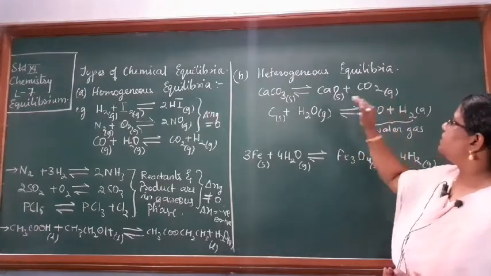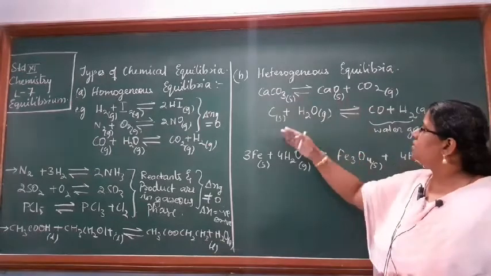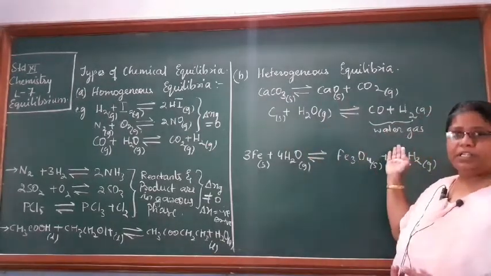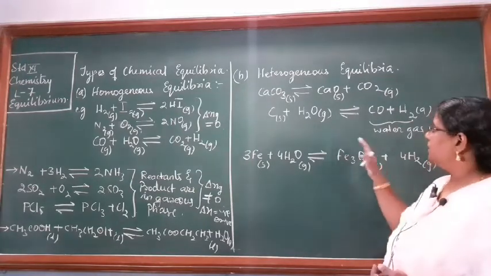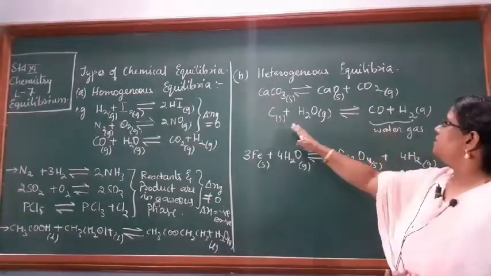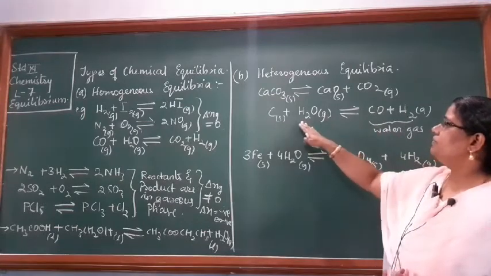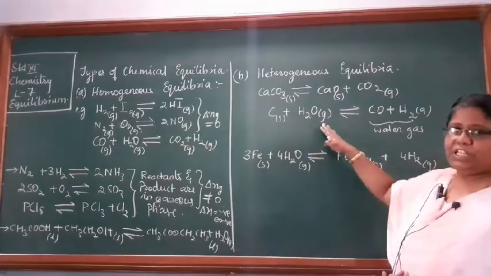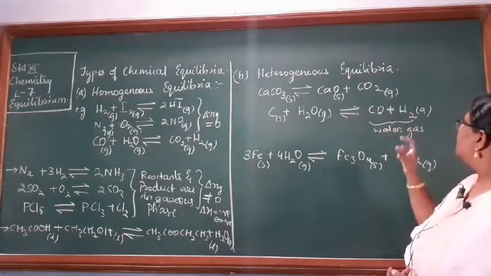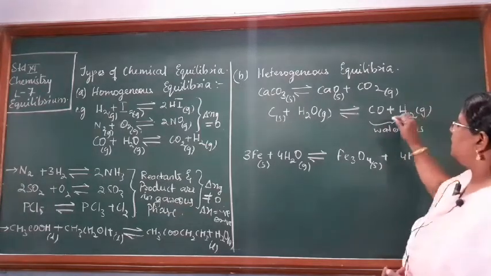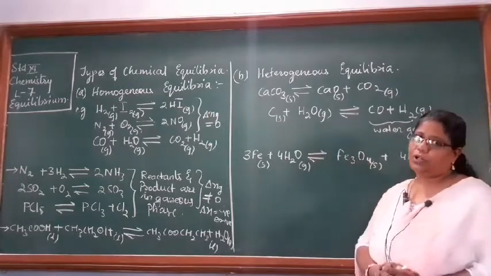Carbon dioxide is gaseous, but these two are solid. Similarly, the formation of water gas, which you have learnt in the S block elements, isn't it? So C, which is solid, reacts with steam to give you carbon monoxide plus H2 mixture, which is known as water gas. So these are gaseous, but carbon is solid.